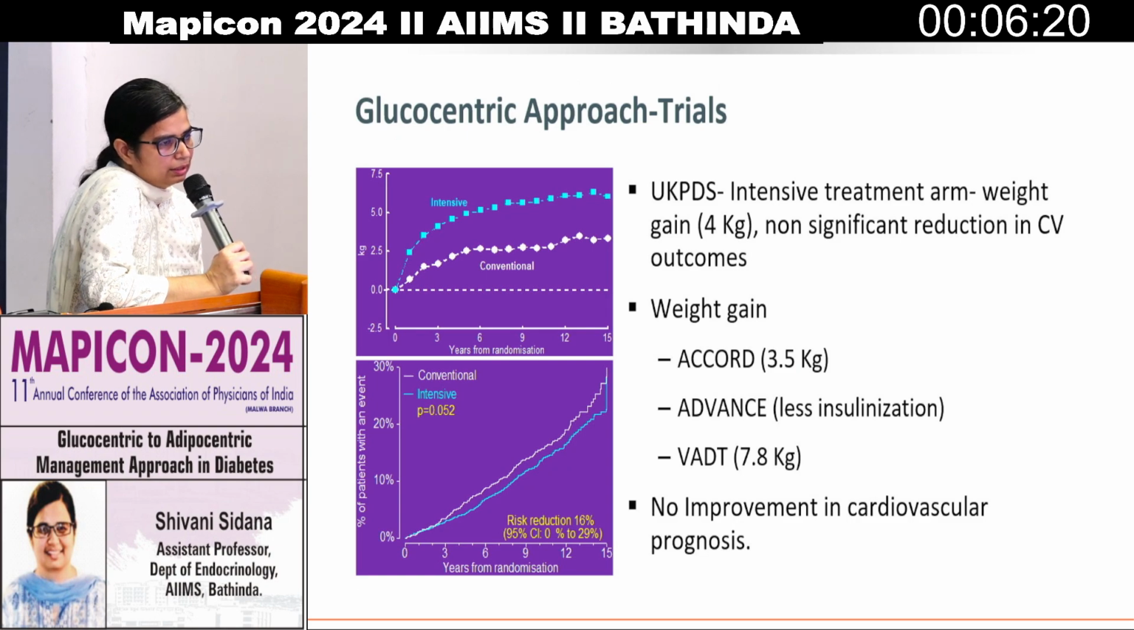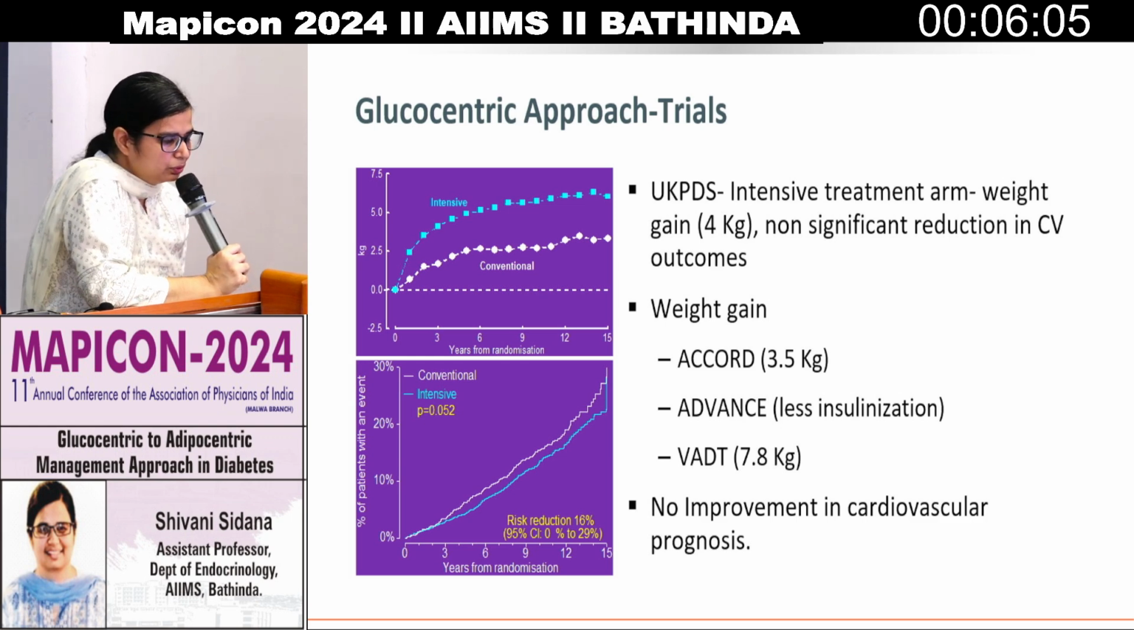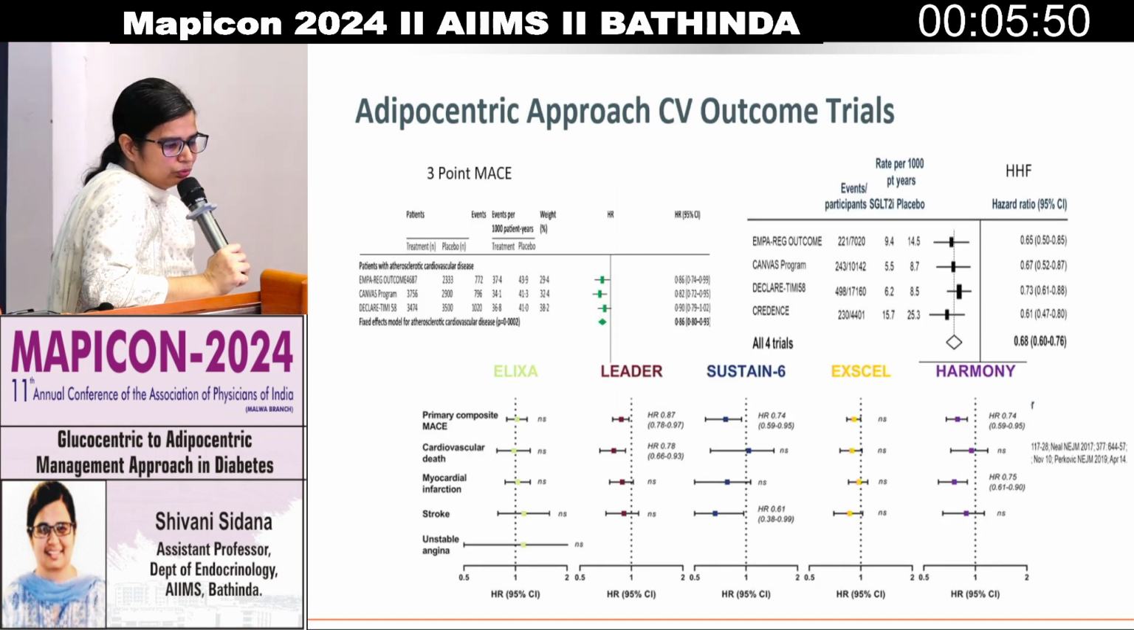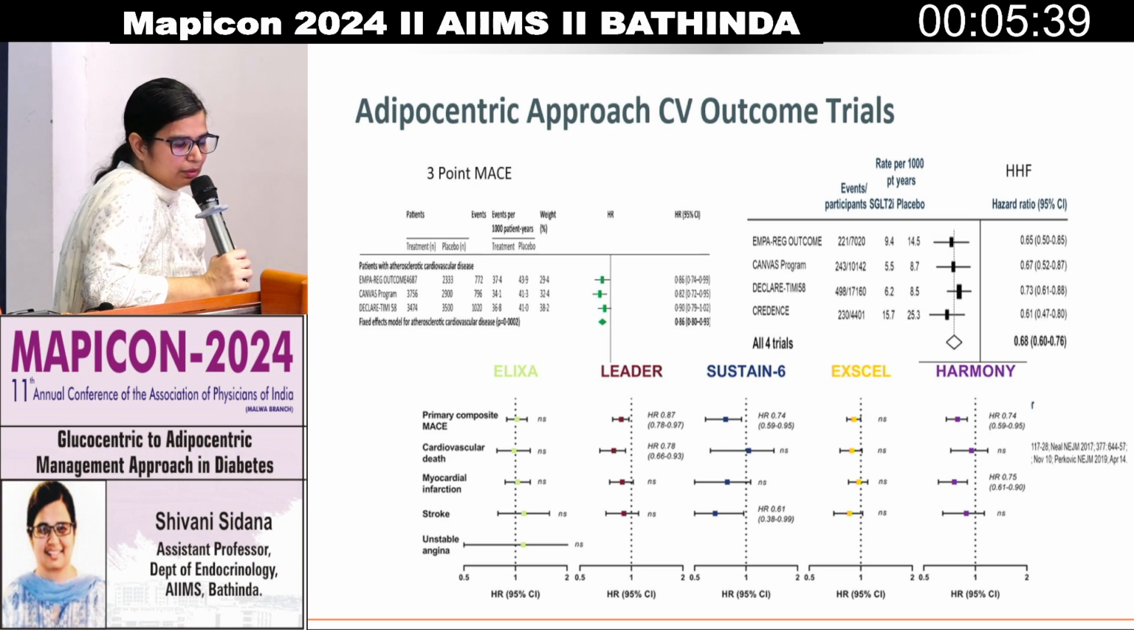In the traditional trials like UKPDS, ACCORD, ADVANCE, VADT, it has been clearly shown that microvascular complications decreased with glucose control, but they didn't show cardiovascular improvement. Why was the cardiovascular improvement not seen even with intensive glucose control? Because they saw weight gain. So even if there is glucose control, mortality will not decrease if we don't achieve weight loss. The newer medications have shown weight loss, and then there is improvement in the CV outcomes, as clearly seen in the trials with SGLT2 inhibitors and GLP-1 agonists.